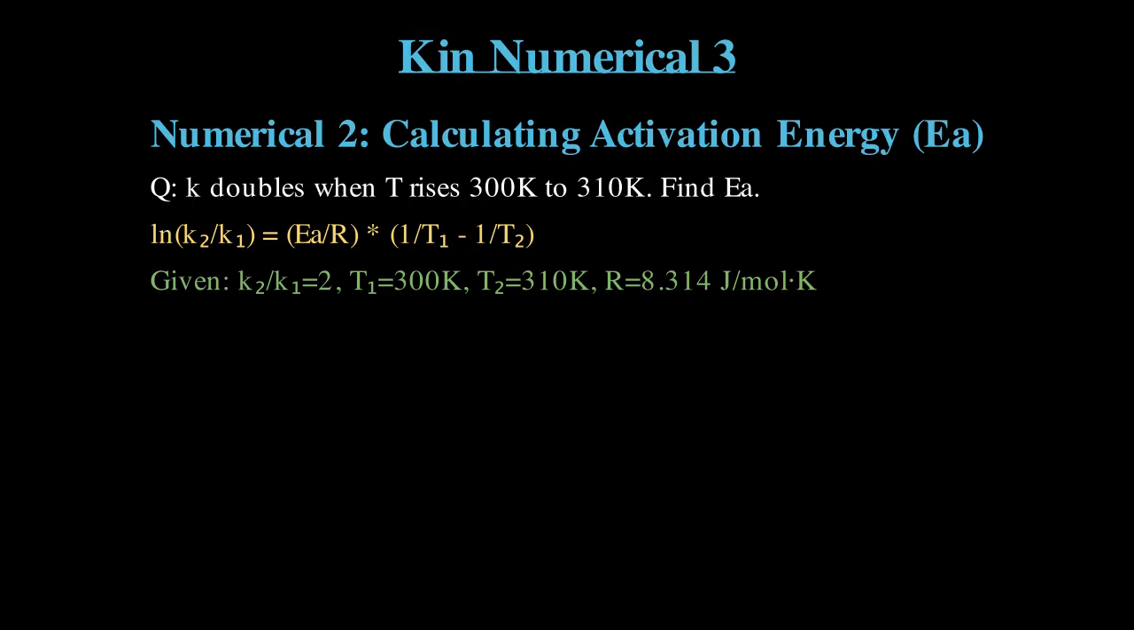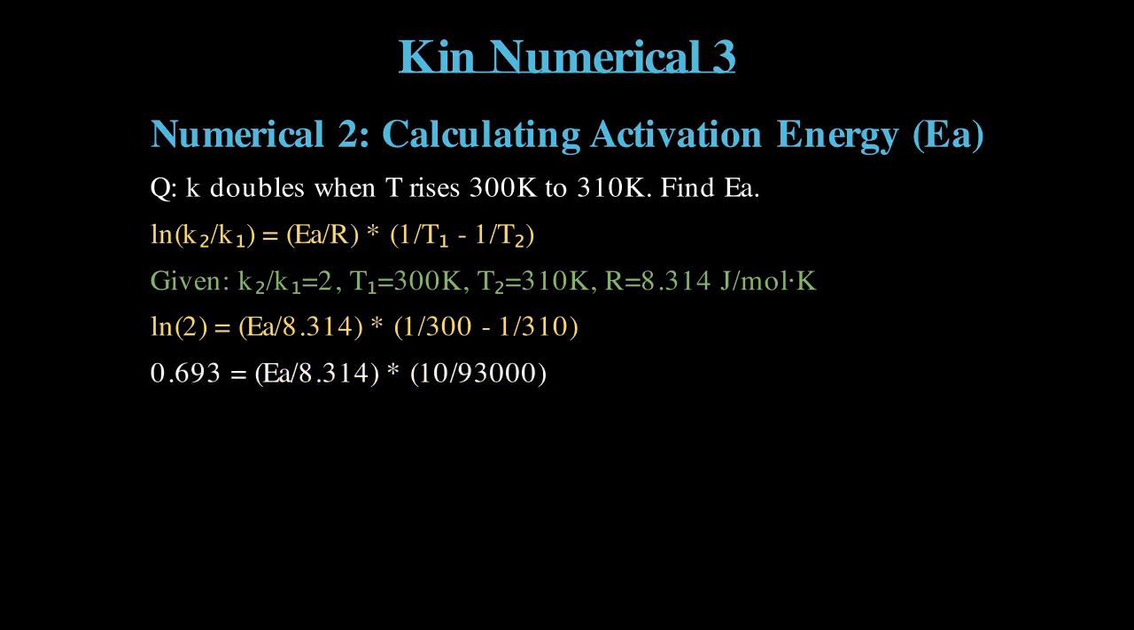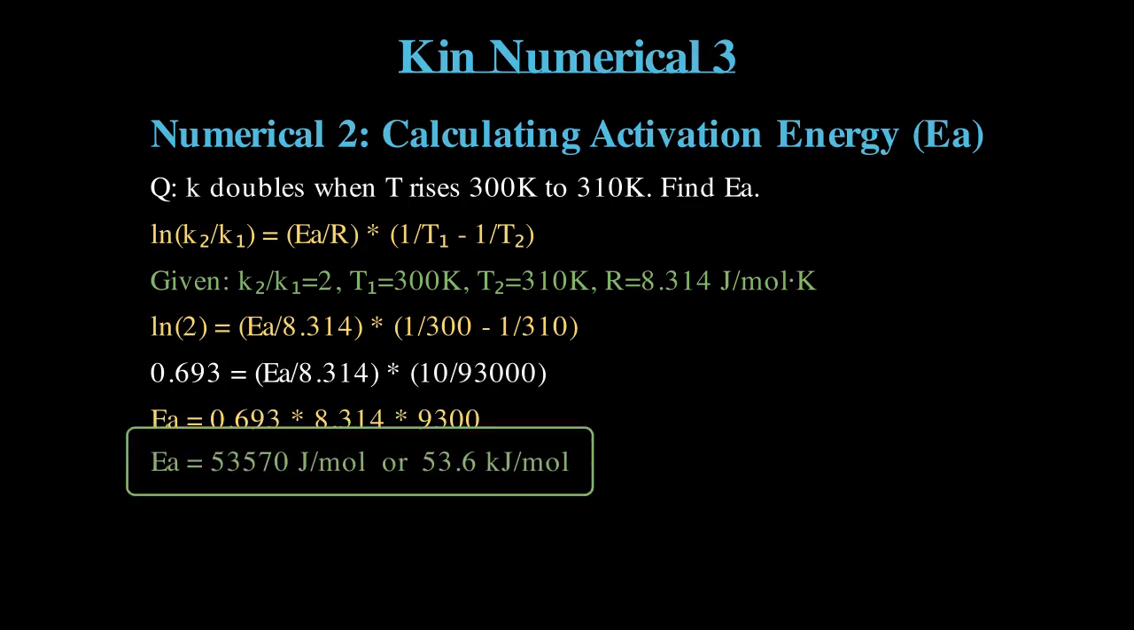Substituting the values, we get natural log of 2 equals E divided by 8.314 times (1 by 300 minus 1 by 310). The term in the bracket simplifies to 10 divided by 93,000. So, 0.693 equals E over 8.314 times 10 over 93,000. Rearranging the equation to solve for E gives us E equals 0.693 times 8.314 times 9,300. This calculates to approximately 53.70 joules per mole, or more simply, 53.6 kilojoules per mole.